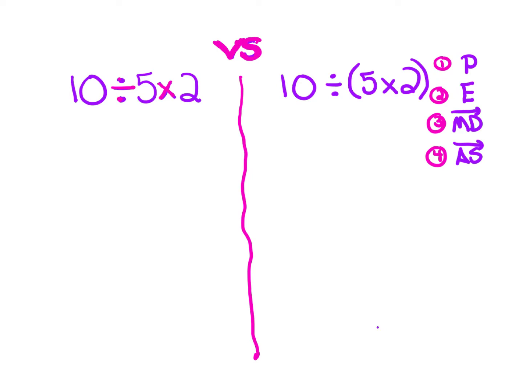If we look at our second problem, it's exactly the same except a set of parentheses groups 5 times 2 together. According to the rules of PEMDAS, or the order of operation rules, parentheses must be addressed first. So in this case, in the second problem, we will be multiplying first and dividing second.